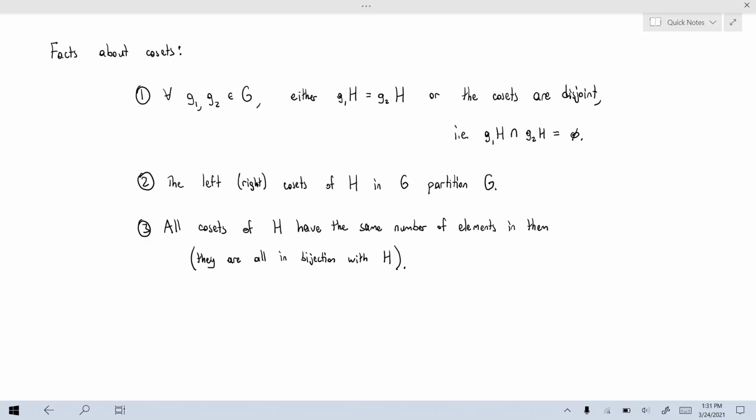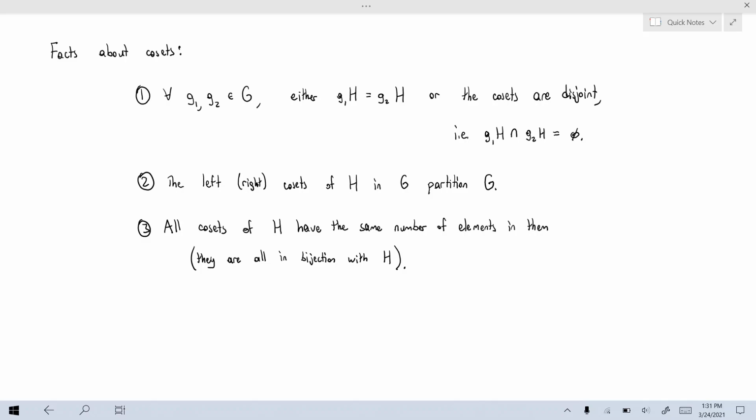The last fact that I decided to mention is that all of the cosets of H have the same number of elements in them. Using some terminology from set theory, you can say that they are all equinumerous. In fact, they are all in bijection with H, or if you will, they all have the same cardinality, or the same number of elements as H. There are some other facts about cosets which I could probably list, but I would just leave it at these three for this video.